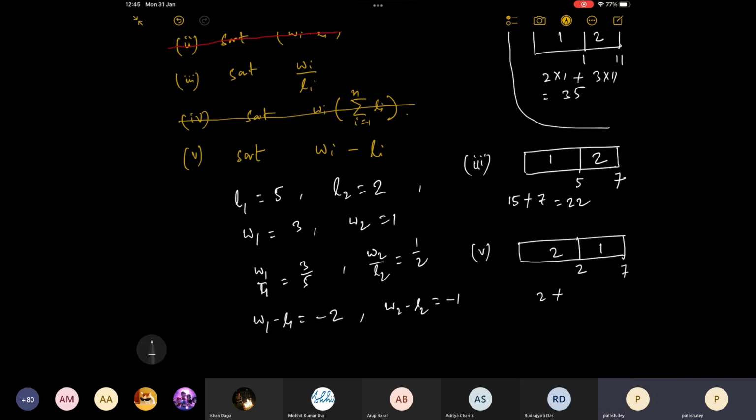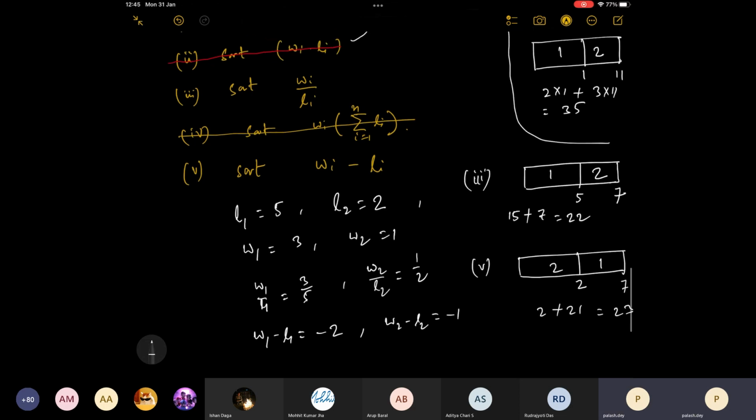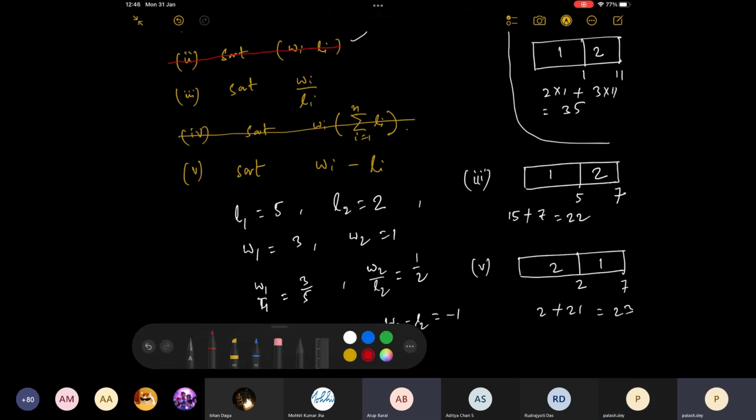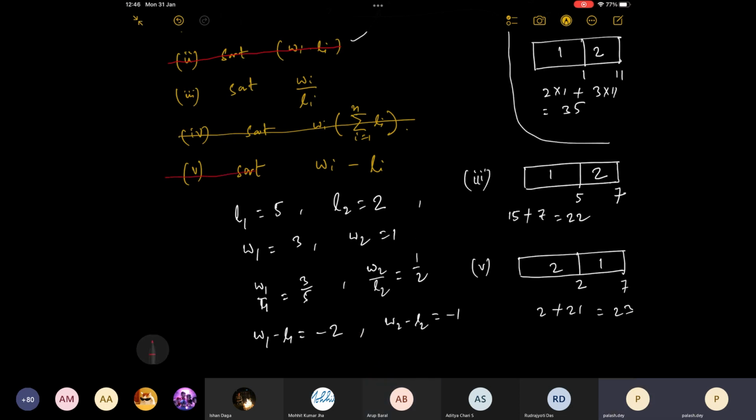Right, because the second job takes 5 units of time. 7 times 3 is 21. This is 23. So we know which approach is incorrect. For which approach do I have a counterexample? Wi minus Li. Yes, the fifth one.